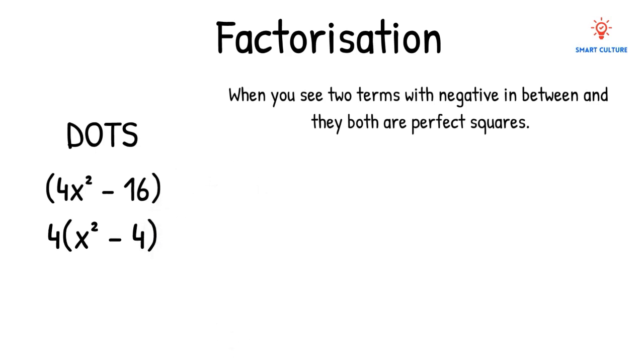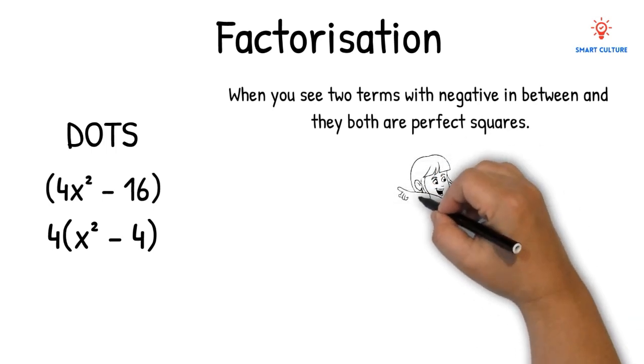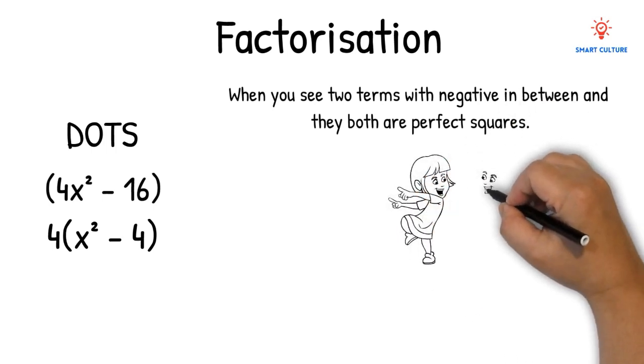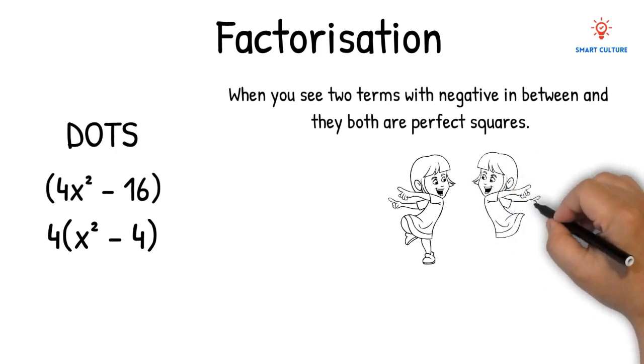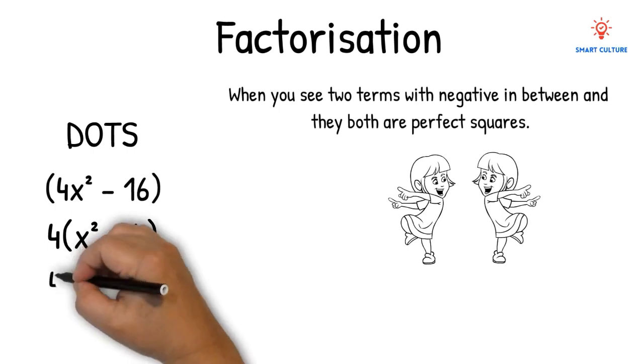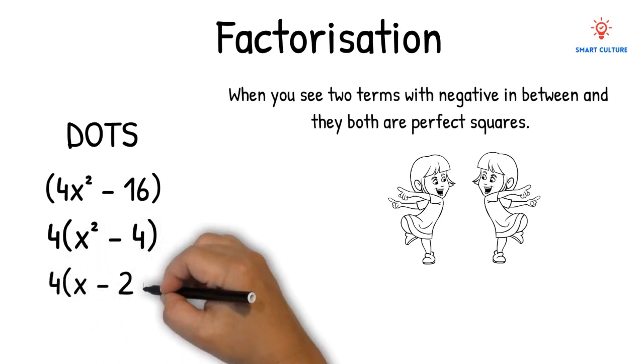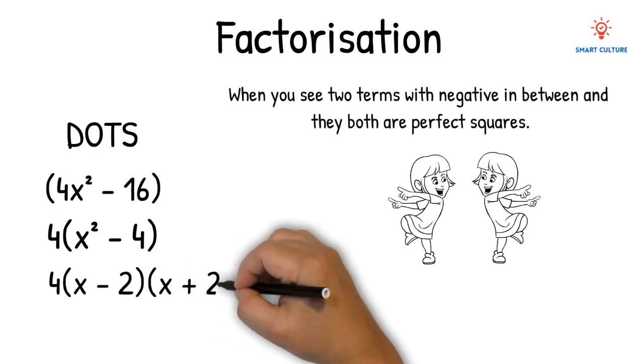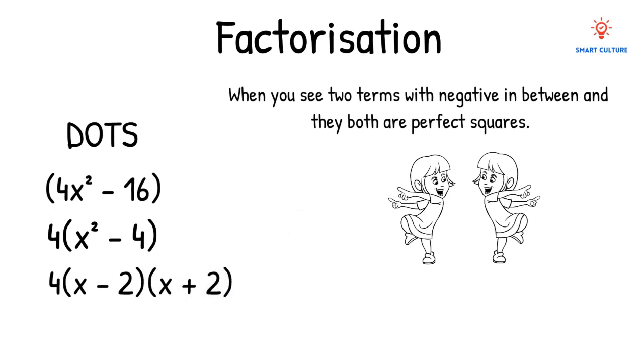And now to determine how to factorize x squared minus 4, we will open two brackets, and the brackets will look exactly the same, but they will be each other's conjugates or opposites. In other words, you will take x squared and square root it, giving you x and x. And you will take 4 and square root it, giving you plus 2 and minus 2.